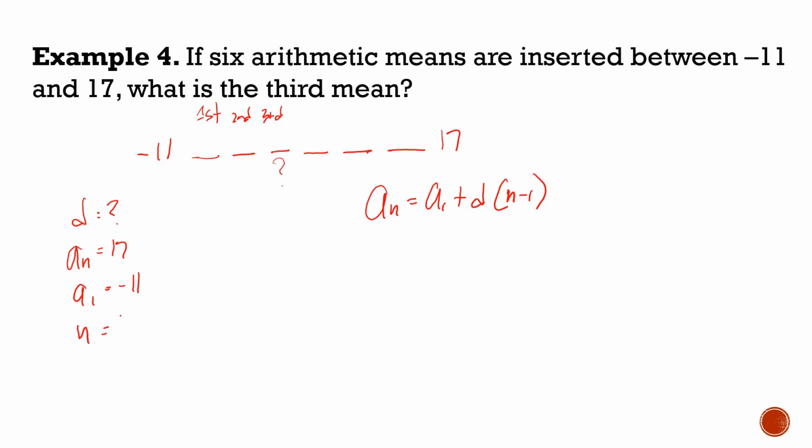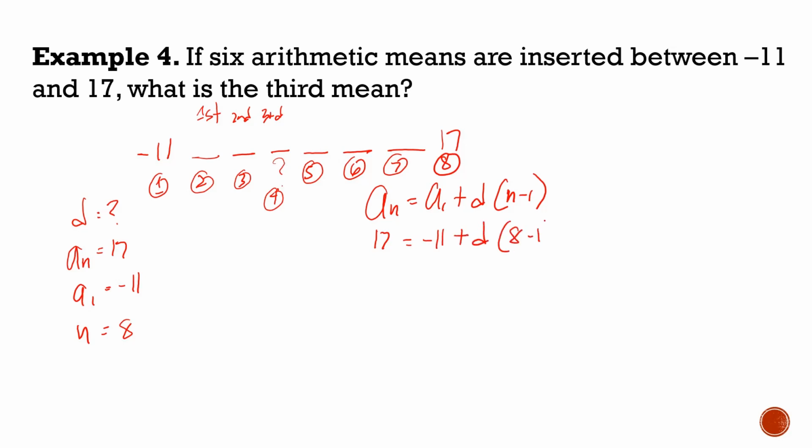N, let's count the number of terms of the sequence: 1, 2, 3, 4, 5, 6, 7, 8. So there are 8 of them. Next is just plug them into the formula and solve for d. This is 17 equals -11 plus d times (8 minus 1). Okay, so we add 11 on both sides. This will be 28 equals, this is 7, right? So 7d, then divided by 7.